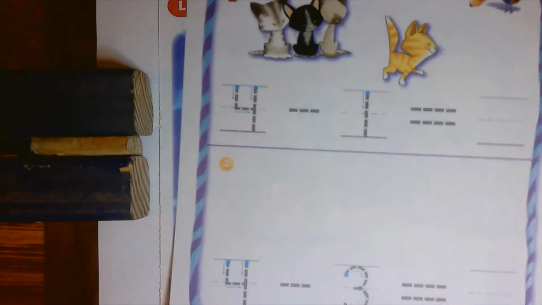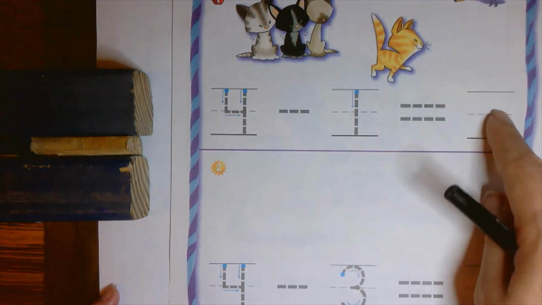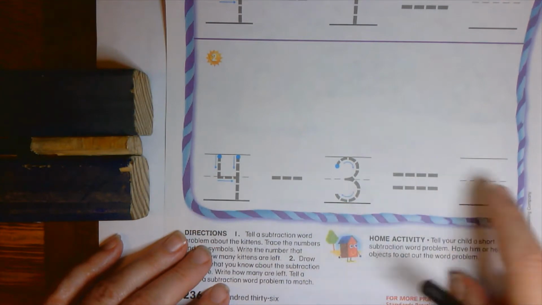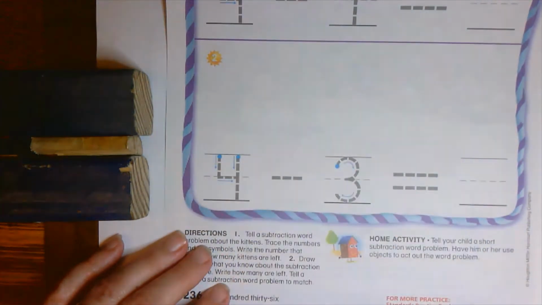On the last page, you can see here is just kind of a repeat, right? 4 cats, 1 cat leaves. How many are left? Down here, do you see it starts with 4, 3 leave? How many are left? So here you're going to draw the picture to show me.